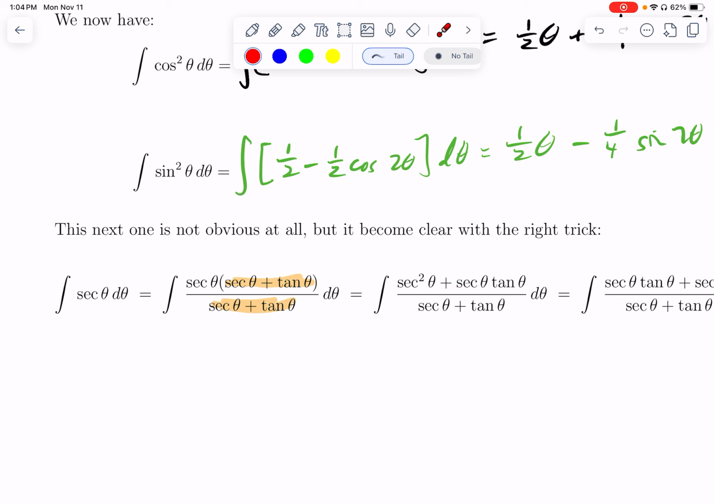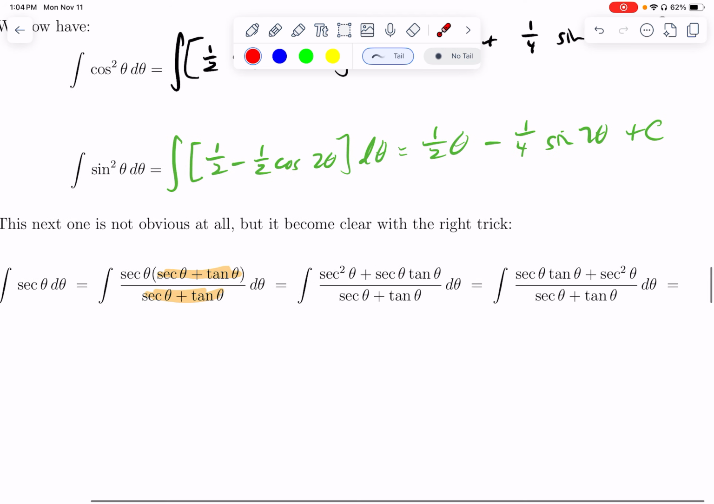Then I'm doing a really clever thing here. And when I say I'm doing a clever thing, I am repeating a cleverness that was discovered by someone else. I'm just switching the order of those two terms at the top. So I have secant theta tan theta plus secant squared, all over secant theta tan theta. So maybe this is obvious, maybe it isn't obvious, but look at the relationship between top and bottom.